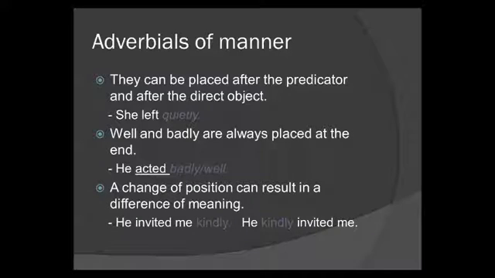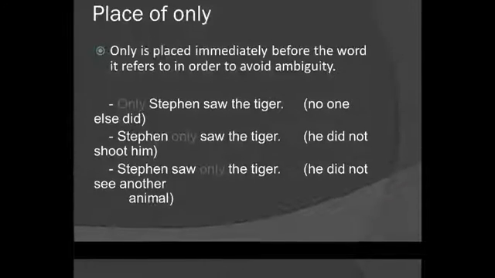Adverbials of manner can be placed after the predicator and after the direct object. She left quietly. Well and badly are always placed at the end. He acted badly. A change of position can result in a difference of meaning. He invited me kindly. He kindly invited me.